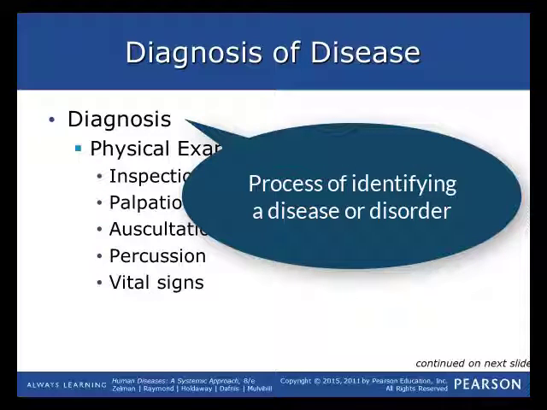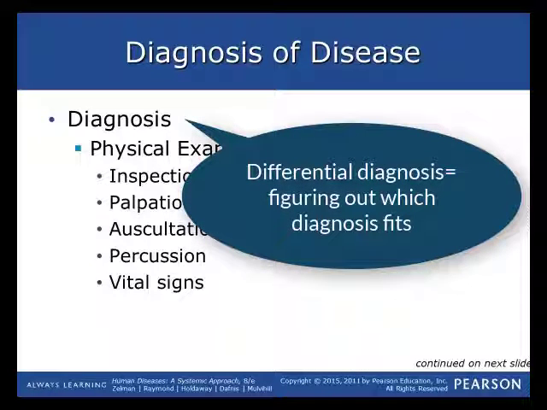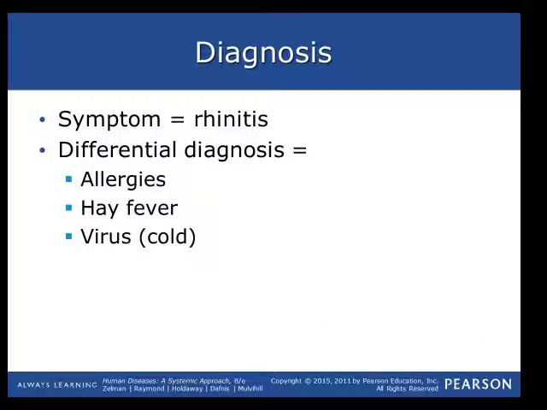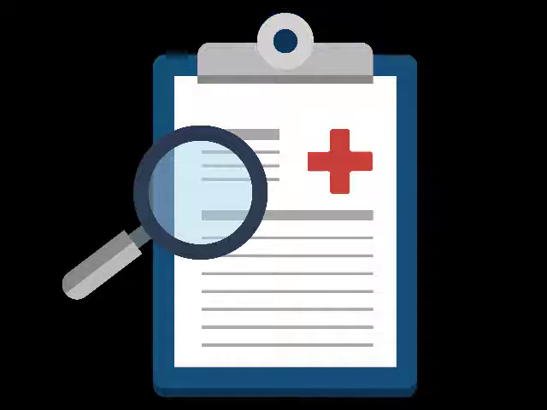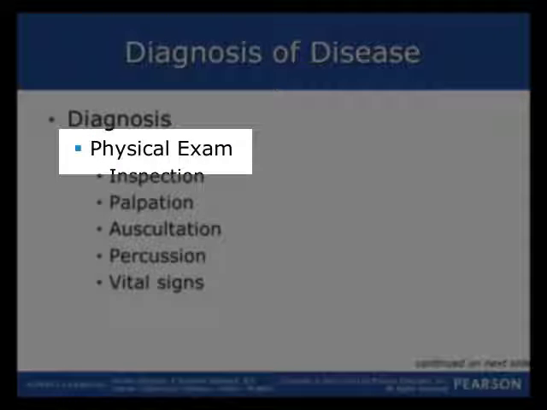You may hear the term differential diagnosis. That's the process of weighing the probability of one disease against other diseases that account for a patient's illness. For example, if somebody has a runny nose, what we call rhinitis, they may have allergies, they may have hay fever, they may have a cold, and the process of determining what the actual cause of the runny nose is, is the differential diagnosis. So a diagnosis is just that process of identifying a disease or a disorder. And then physical exam, that's how we gather all our information, right?